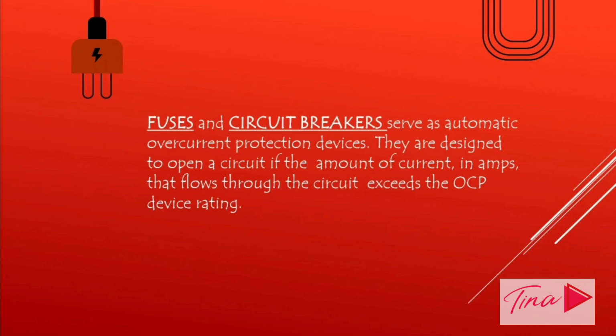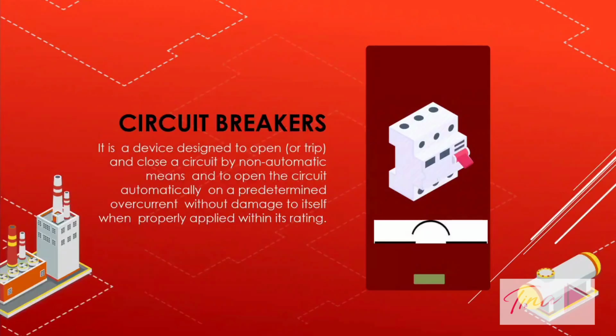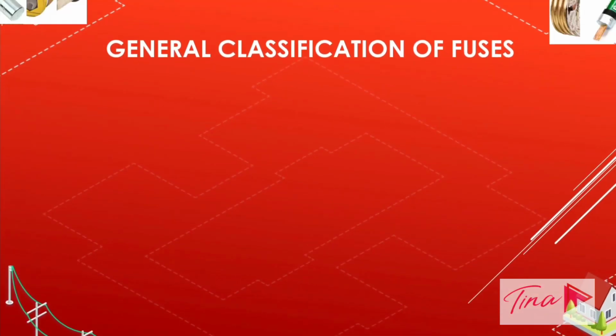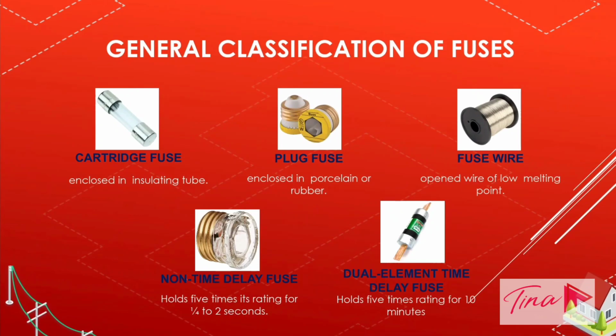the OCP device rating. When we say circuit breaker, it is a device designed to open or trip and close a circuit by non-automatic means, and to open the circuit automatically on a predetermined overcurrent without damage to itself when properly applied within its rating. Fuses are overcurrent protective devices with a current opening fusible part that is heated and severed by the passage of overcurrent through it. Here we have the general classification of fuses.